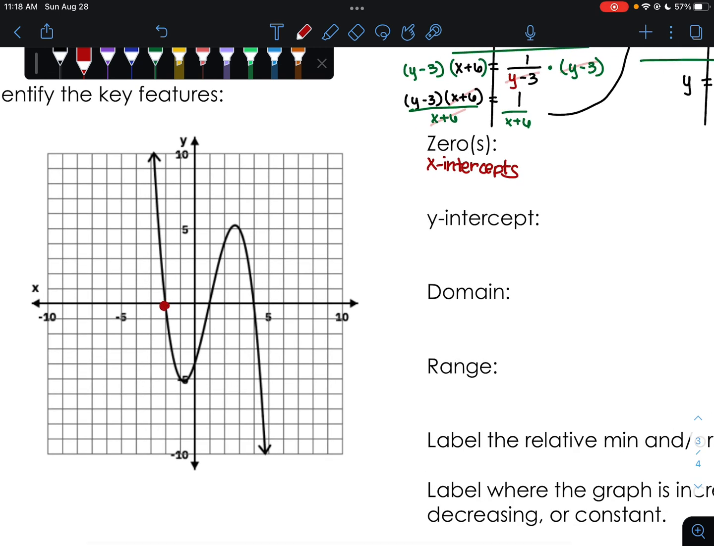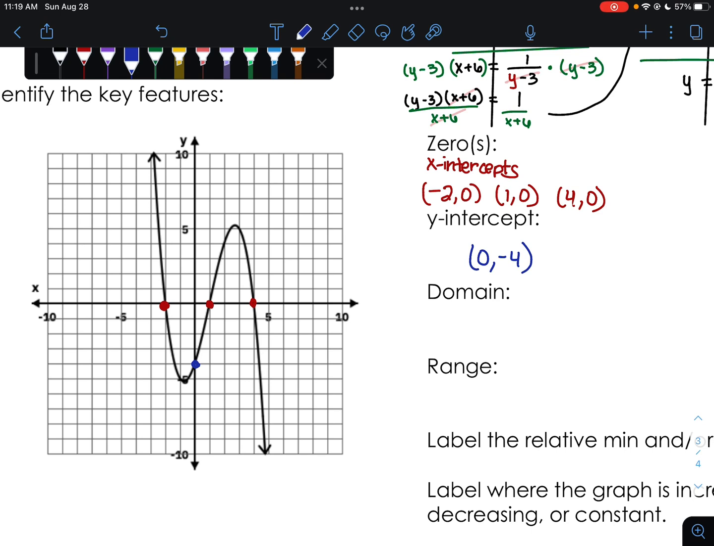So the first one right here is at -2, 0. The second one in the middle is right there at 1, 0. And the last one right here is at 4, 0. Okay, the y-intercept, where it crosses the y-axis, so that is this part right here, and that is at 0, -4.